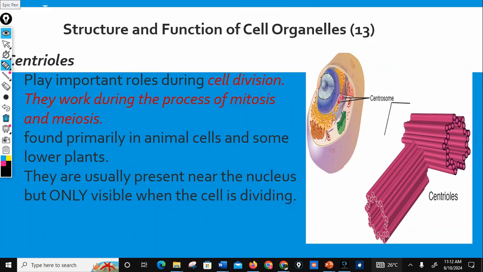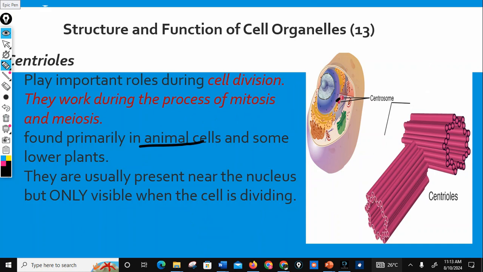They are found primarily in animal cells and some lower plants. They are usually present near the nucleus, but only visible when the cell is dividing. So they are closer to the nucleus, as you can see here, but you can only see them conspicuously when the cell is dividing because they are the only remaining organelle when the nuclear membrane disappears.